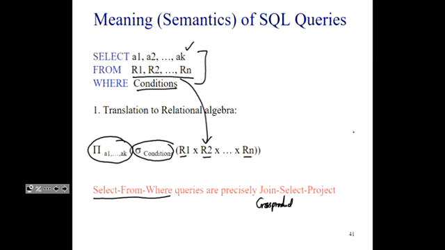So select from where queries are essentially cross product, select, project queries. So essentially you start with the cross product, you apply a selection condition, you apply a projection operation. That's what these select from where queries mean. Any questions about how to read these queries? Any other questions about the meaning?